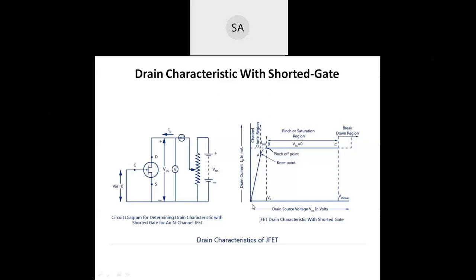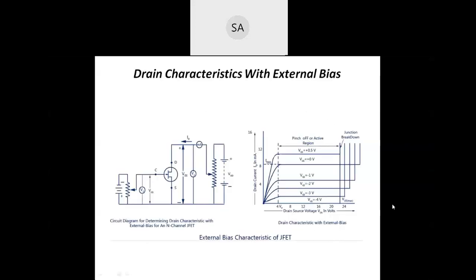At some point, if VGS is equal to VP, the drain current will become 0. In the square law Shockley equation we have one equation, and I will show you that equation also. So this is the curve for this. When we take VGS equal to minus 1 volt, here is the starting point, and the current increases, starting from the pinch-off voltage here, and after that it remains constant.